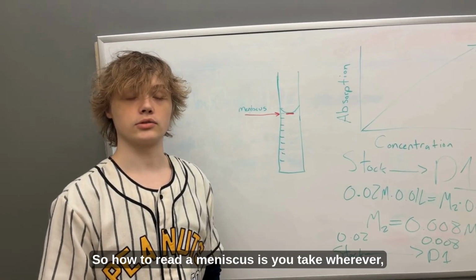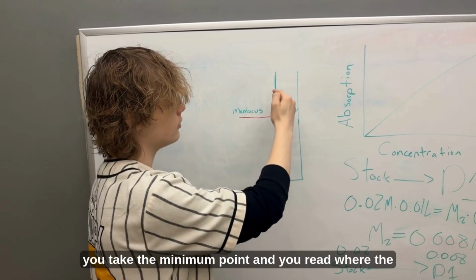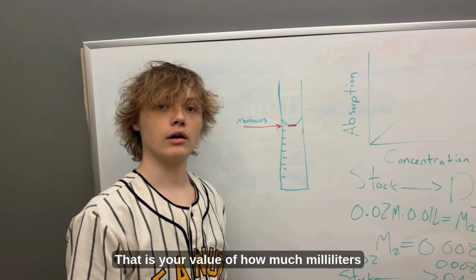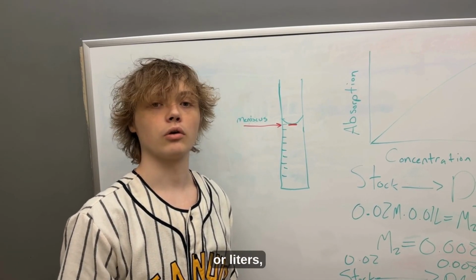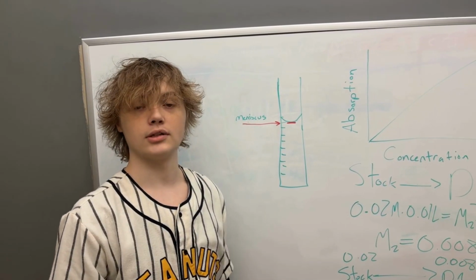So how to read a meniscus is, if it's concave down, you take the minimum point and you read where the graduation mark is. That is your value of how many milliliters or liters, however you're trying to figure it out. And that's how you read a meniscus.